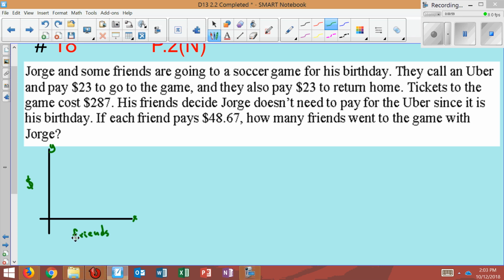We don't know how many friends we have, so I'm going to say x equals friends. And we have money here. We know that each friend pays $48.67. That's telling you that each x pays $48.67, and so that's a y value. y equals $48.67. Since that's the money, it goes on the y-axis, not on the friends. It's not saying you have 48.67 friends. It's saying you have $48.67.